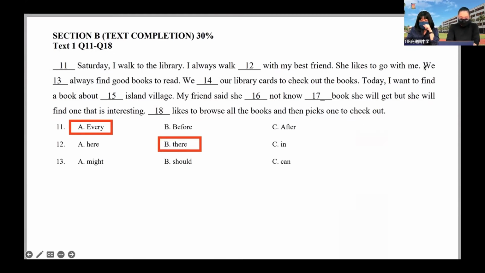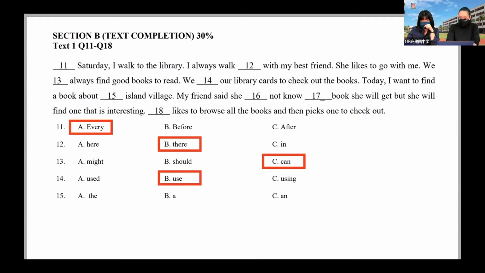Number 13. We what always find good books to read? We should, we might or we can. You know what's the meaning of might, right? You have the possibility. You can, because every time when you go to the library, you surely can find. You check out the books. Number 14. Today we what our library cards to check out the books? You use. Why is it not A? Because it is not past tense. You do it every Saturday.